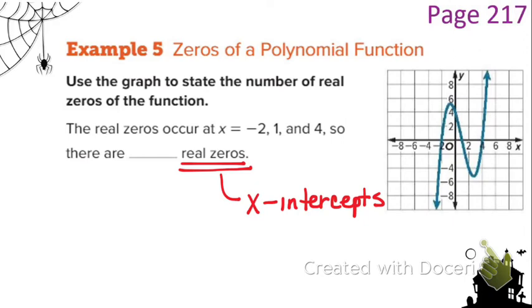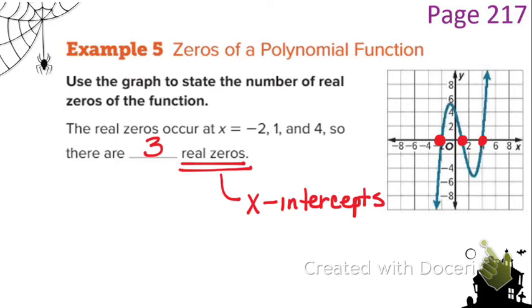So this graph in particular, how many times does it cross the x-axis? I want you to put a point there. So it crosses here, here, and here. So how many times did it cross? 3. So there are 3 real zeros. And we emphasize real because there could be imaginary solutions, but we're focusing on your real zeros.